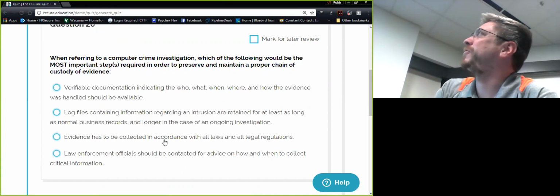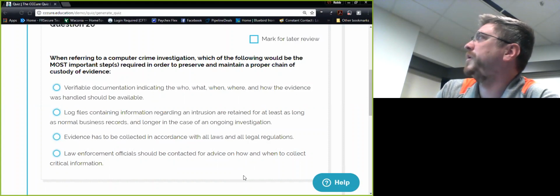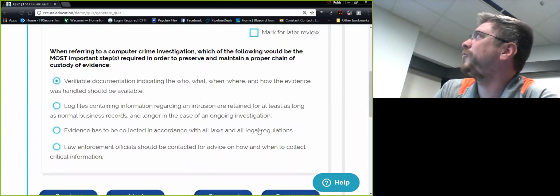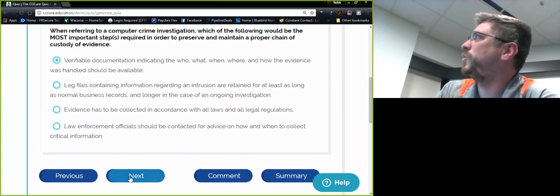When referring to computer crime investigation, which of the following would be the most important step required to preserve and maintain proper chain of custody? Verifiable documentation, including who, what, when, where, and how the evidence was handled, should be available. Log files containing information regarding intrusion are retained for at least as long as normal business records, and longer in the case of an ongoing investigation. That's important. Evidence has been collected in accordance with all laws and regulations. Law enforcement should be contacted for advice on how and when. I would say that's not it. Those could all be correct, but it's the most important.